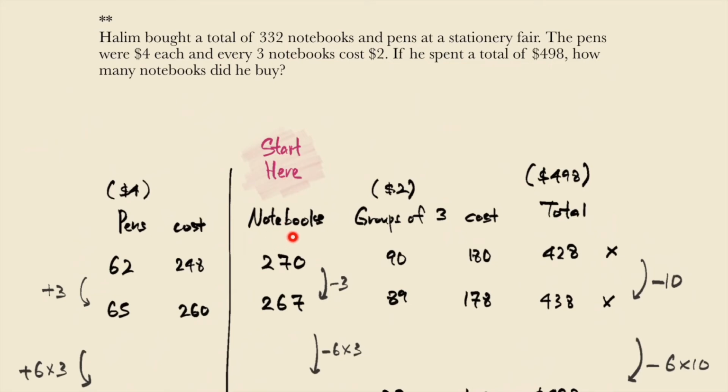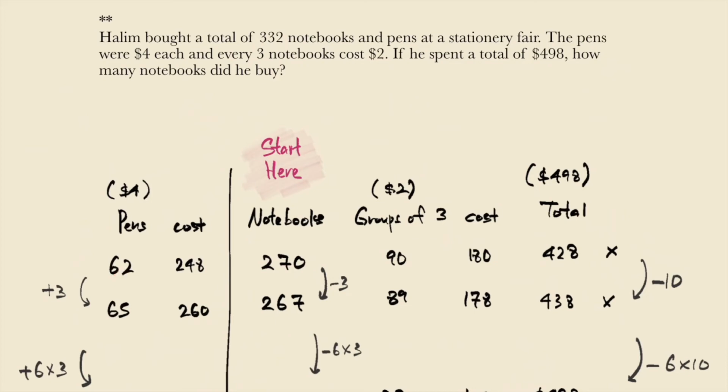What do I mean by start here? Okay, look, notebooks. I'm going to start with 270. Why? Because I'm looking for notebooks that are in multiples of 3. So 270 is a nice multiple of 3. How many groups of 3 is that? That's 90 groups of 3, each being $2. Okay, so I'll start here, 270. Now, because the total is 332 objects, 332 minus this, you get the number of pens.